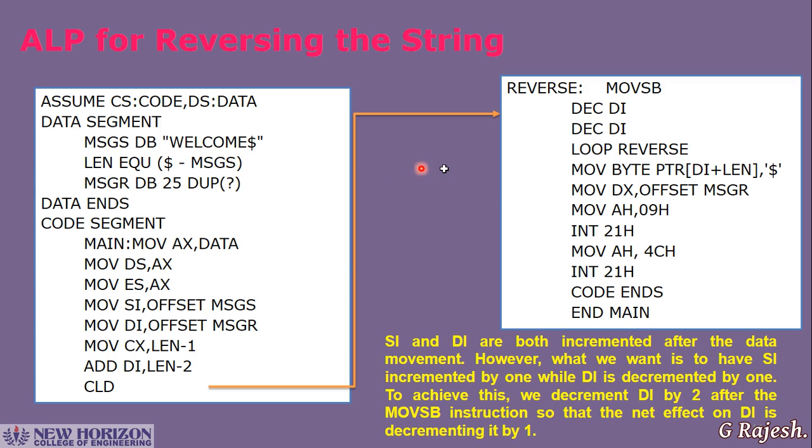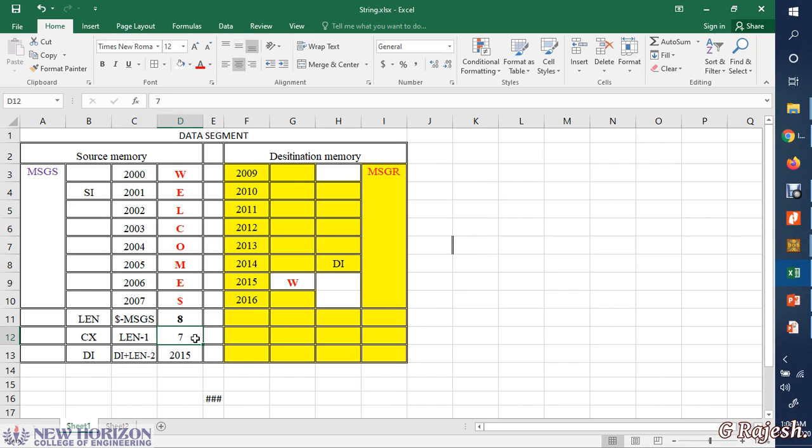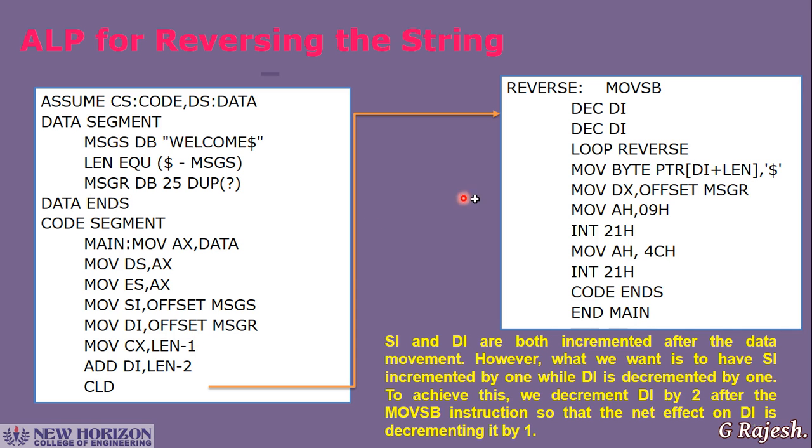Okay, so what is the next instruction? The next instruction is LOOP. What will loop do? Loop will decrement the value of CX and check the value of CX. If the CX value is 0, it will come out of the loop. If the CX value is non-zero, it will go to the label which is specified. Our label is reverse. So let us see what happens here. Previously the CX value was 7, now it will become 6. This is a non-zero value, so it will go to the MOVSB location.